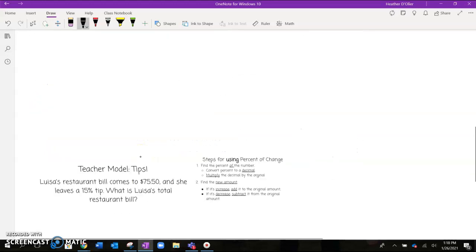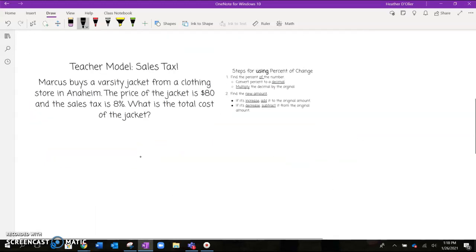So let's get to it. It says, Marcus buys a varsity jacket from a clothing store in Anaheim. The price of the jacket is $80, and the sales tax is 8%. I know it's an increase, so I'm going to use that green grading pen. The price of the jacket is $80, and the sales tax is 8%. What is the total cost of the jacket?